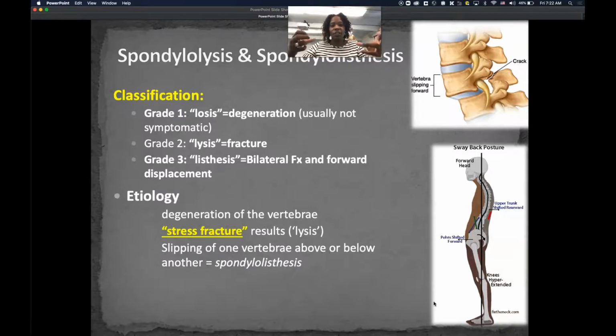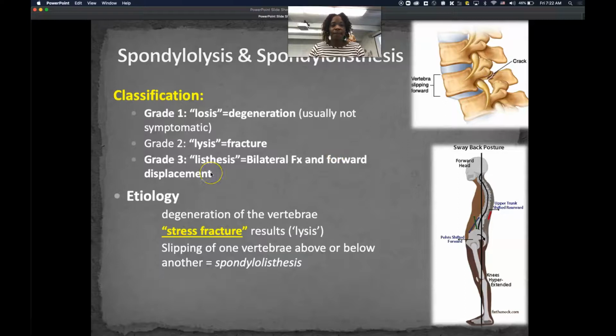So the first grade, grade 1, spondylolysis. You have degeneration, right? Usually degeneration of the spinal body. No big deal. That's going to happen to all of us. Welcome to getting old. Then you have a grade 2, which is a spondylitis, which means you actually have a fracturing. Most often that fracturing could occur to the spinal body. It could occur to the spinal process, right?